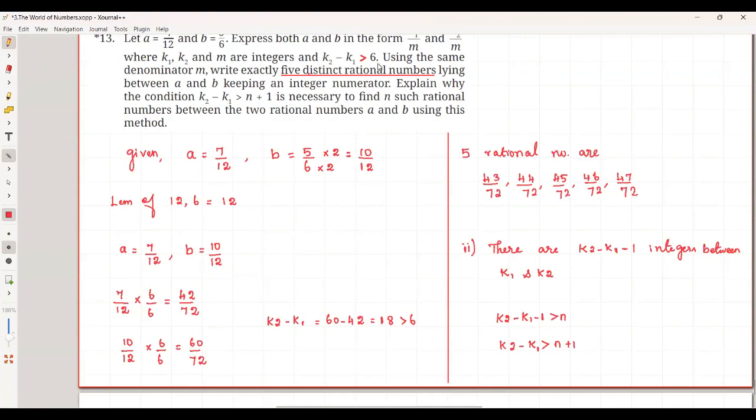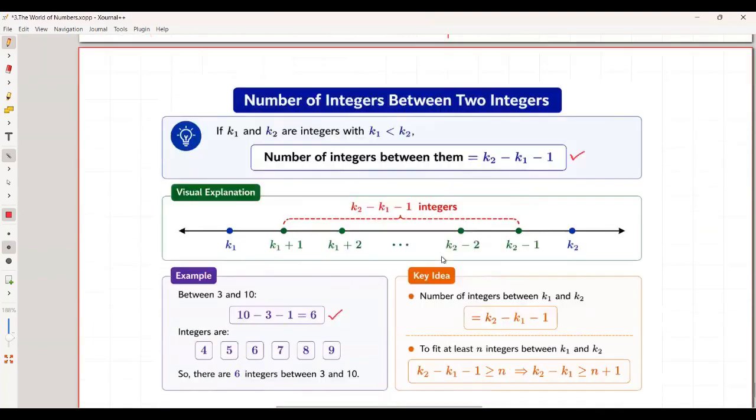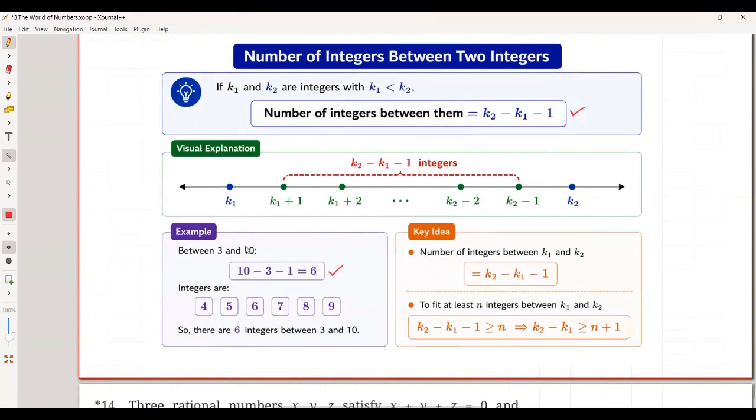That's why we are just multiplying with the next number. If you want to find 5 distinct rational numbers, we multiply with 6. If you want to find 6 rational numbers, we multiply with 7. N plus 1 rational numbers. From this example, 3 and 10 means we are having 6 rational numbers. The formula is K2 minus K1 minus 1.